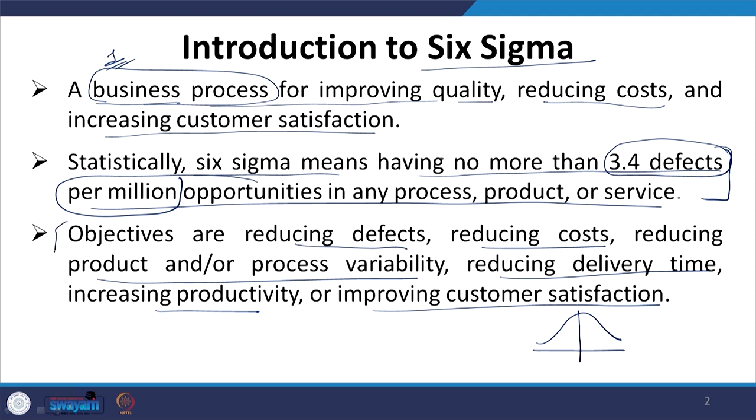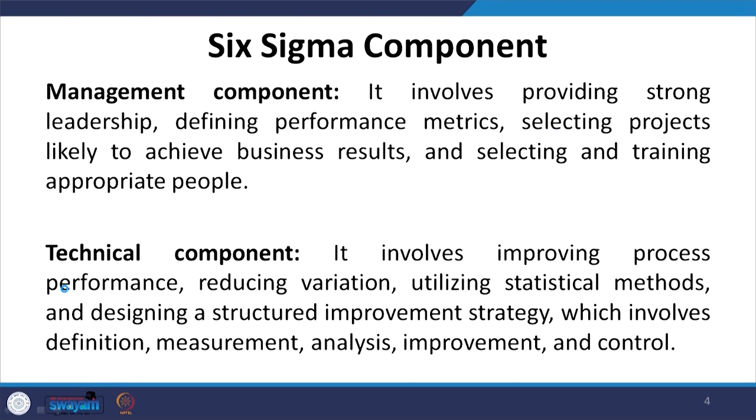The right spirit is very important. So almost all those things which we want to have in our organization are possible with the implementation of Six Sigma. Now, what is the Six Sigma component? It has two components, the management component and technical component.